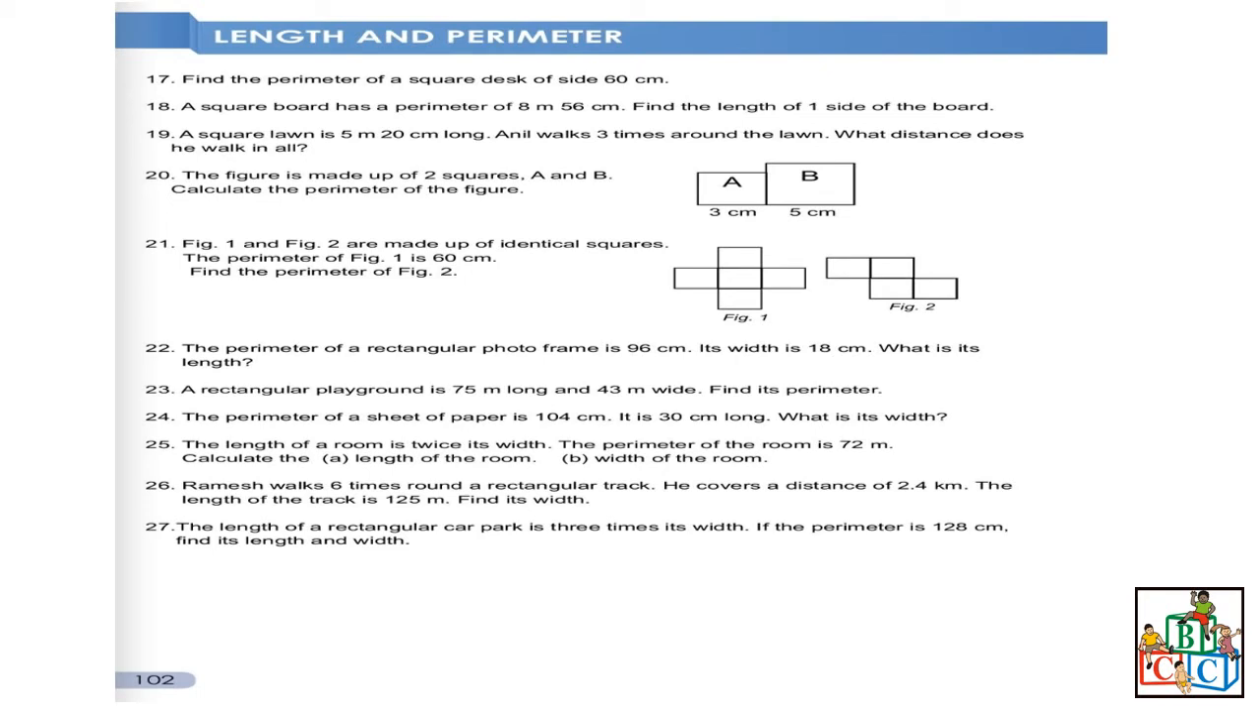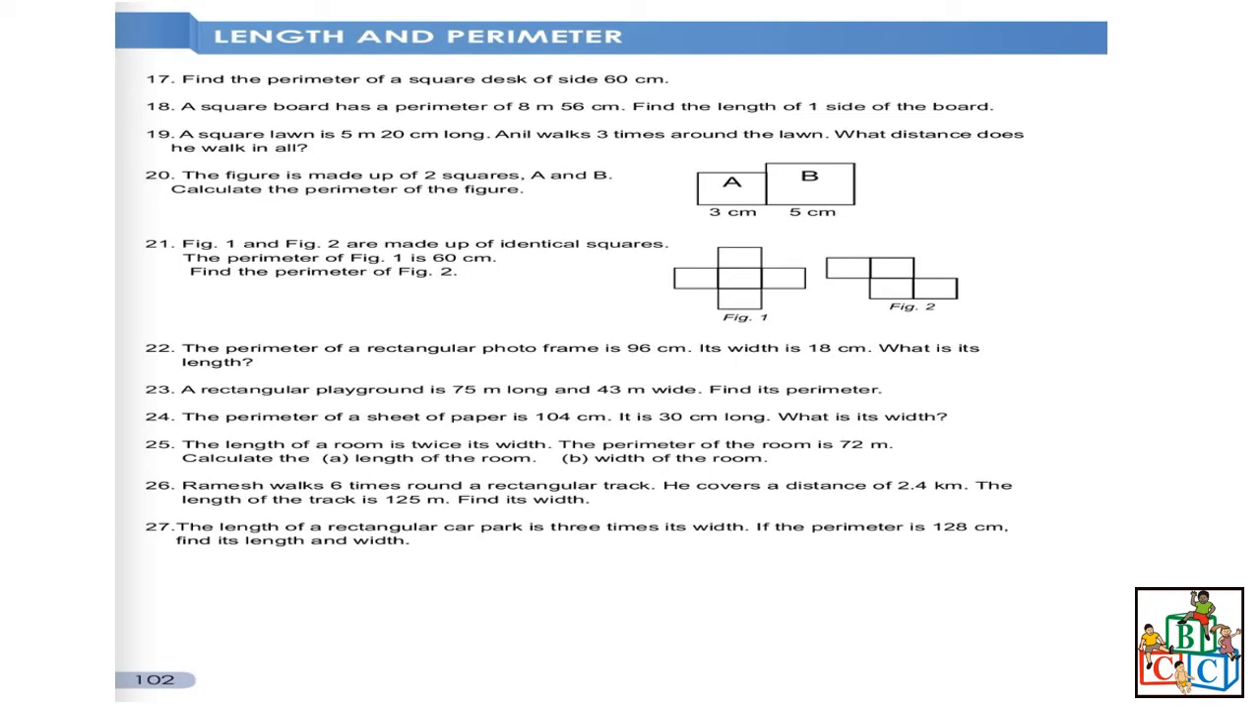Number 23, a rectangular playground is 75 meters long and 43 meters wide. Find its perimeter. Very easy. 24, the perimeter of a sheet of paper is 104 centimeters. It is 30 centimeters long. What is its width?